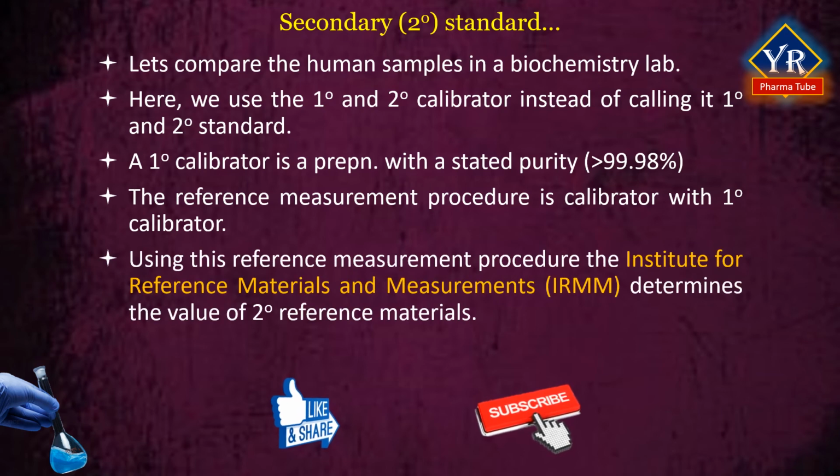Using this reference measurement procedure, the Institute for Reference Materials and Measurements, abbreviated IRMM, determines the value of secondary reference materials. Even the companies which sell their kits and reagents to us use these secondary reference materials. So, their calibrator products are basically secondary reference materials. We use these secondary calibrators as a reference in our laboratories. The primary calibrator is used only by institutes like IRMM, which are involved in quality assurance at national level.